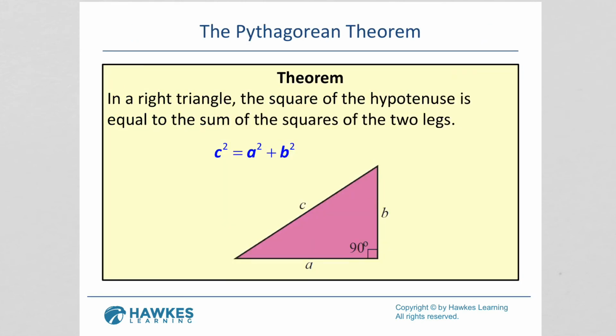The Pythagorean theorem, which shouldn't be new to us. In a right triangle, the square of the hypotenuse is equal to the sum of the squares of the two legs. c squared equals a squared plus b squared, where c is your hypotenuse, or the side opposite of the 90-degree angle, and a and b are your two legs.